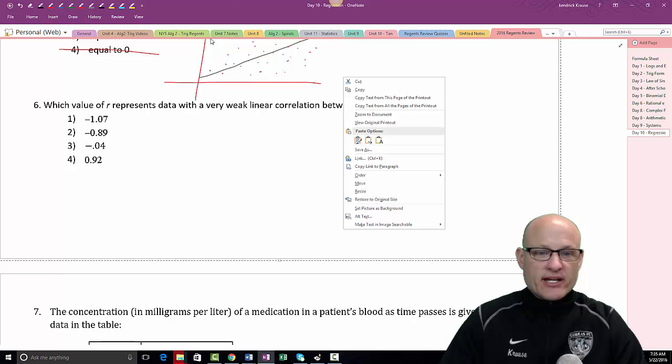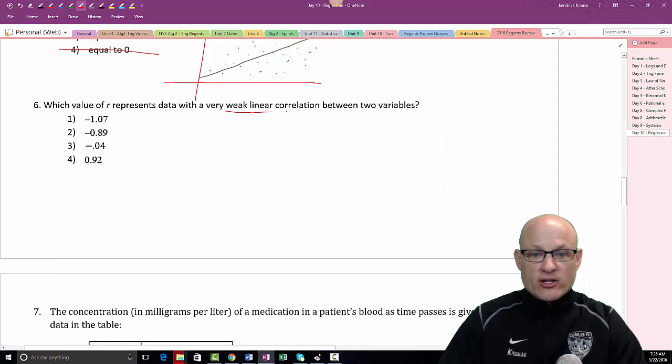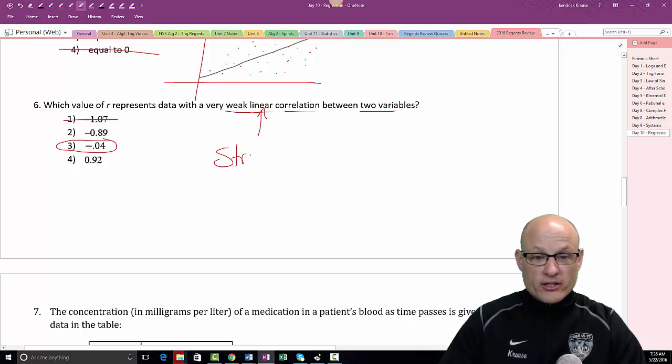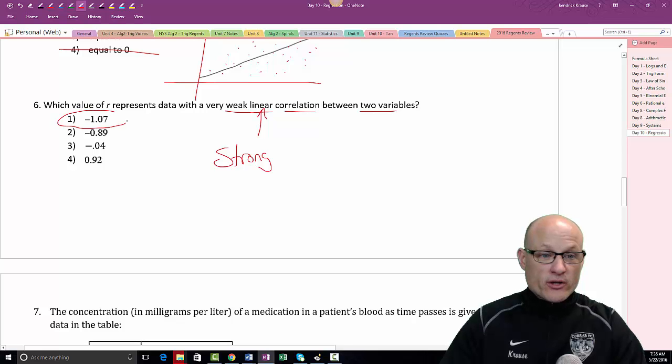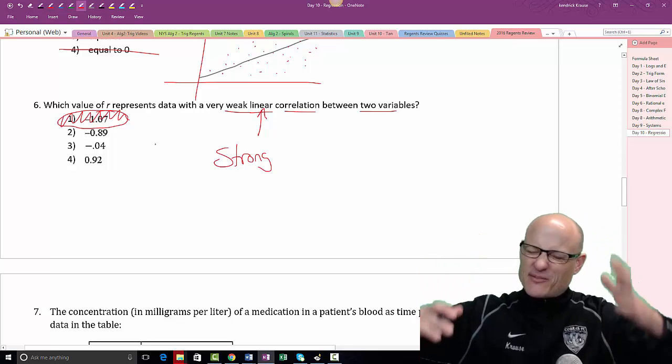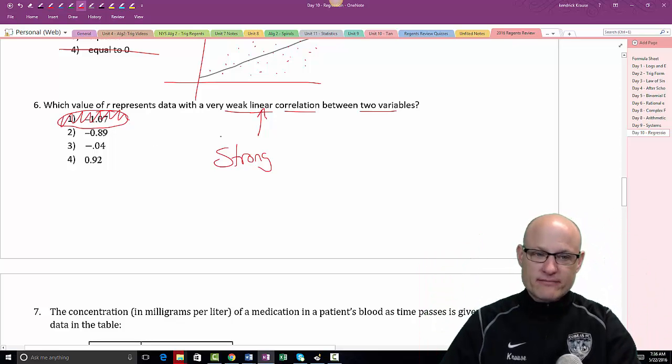Which value represents data with very weak linear correlation between the two variables? Very weak means closest to 0. And this would be closest to 0. This can't even happen. If they ask for the strongest linear correlation, you want the one that's closest to 1 or negative 1. Well, this is actually the one that's closest to 1 or negative 1, but it can't be bigger than 1. 1 is like perfect. Negative 1 is like perfect. Anything more than that can't happen.